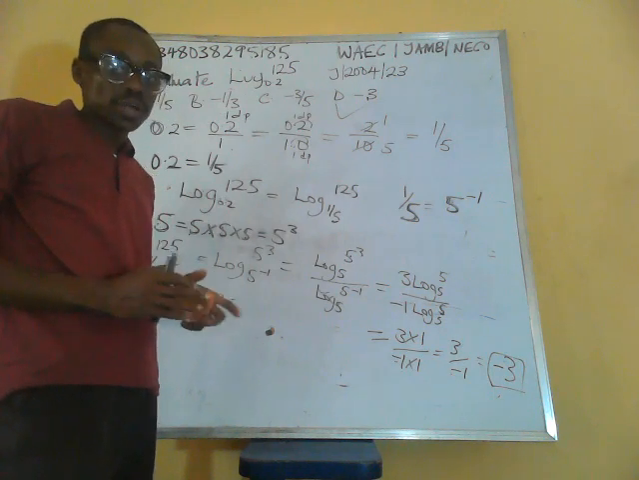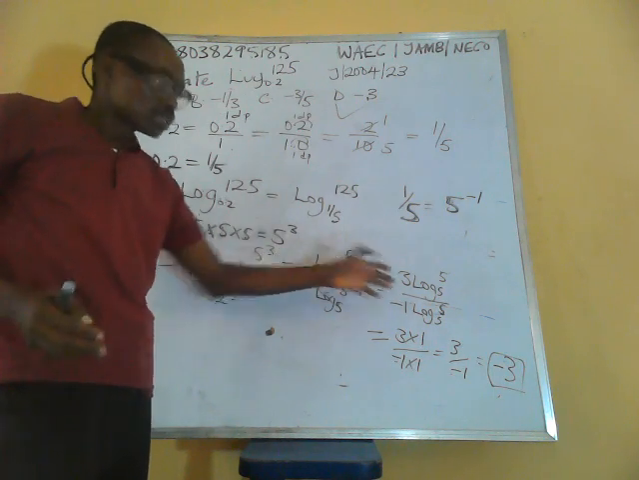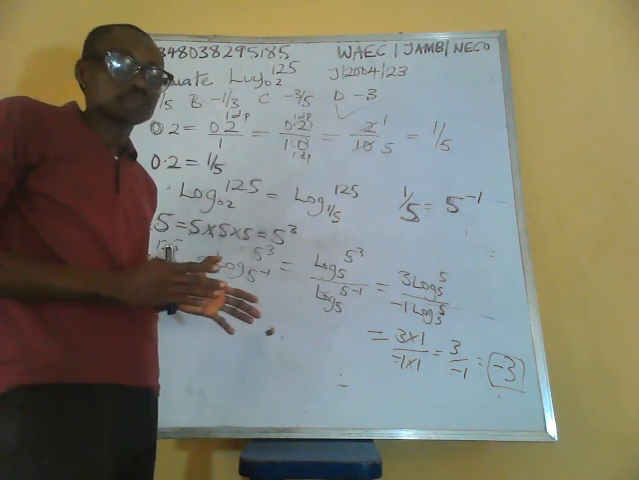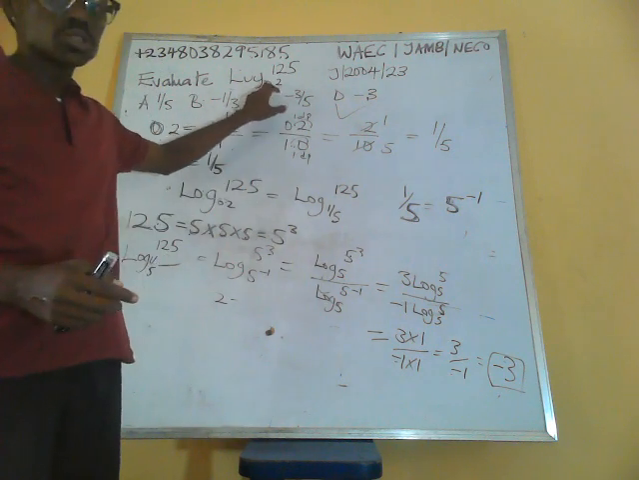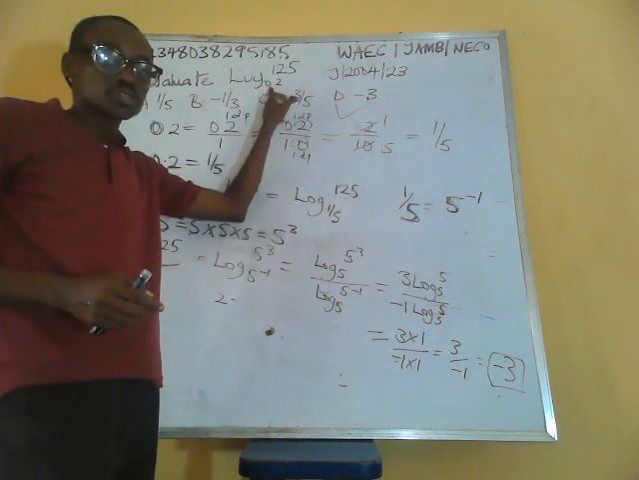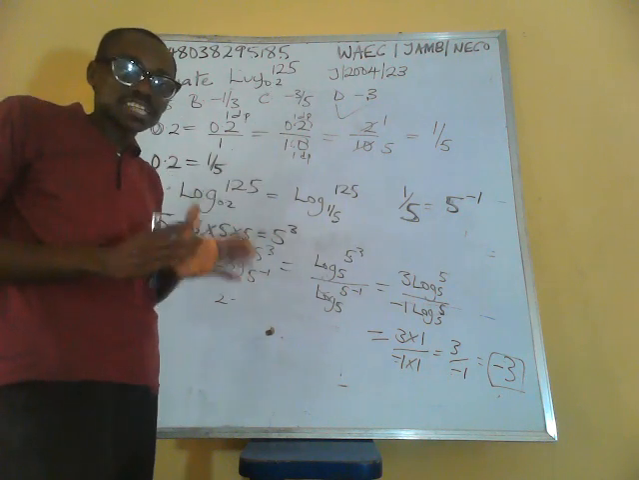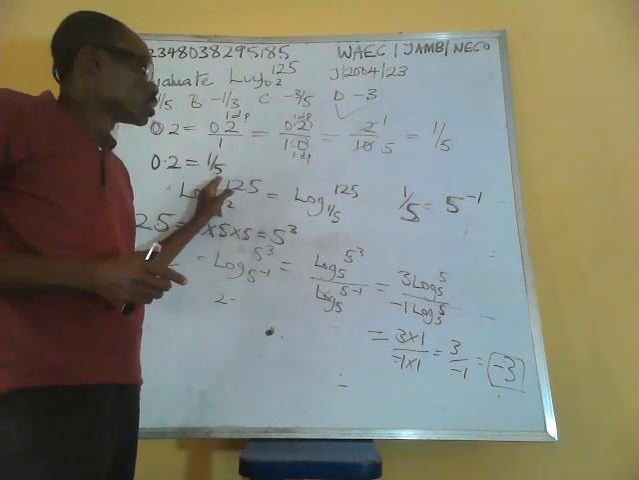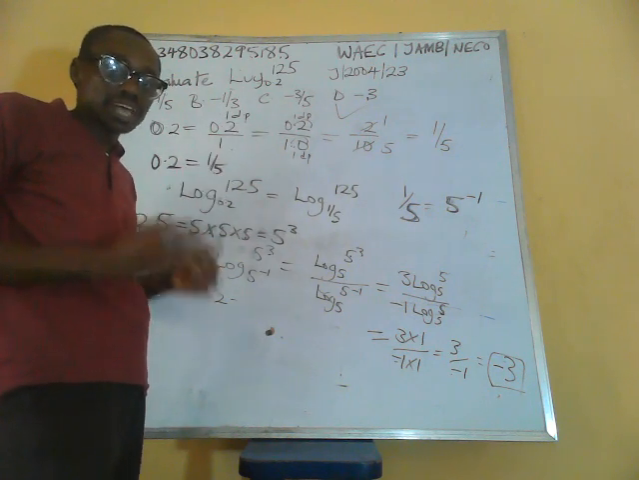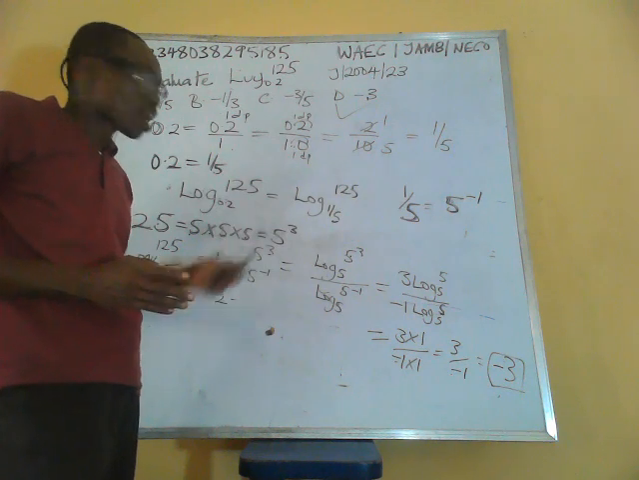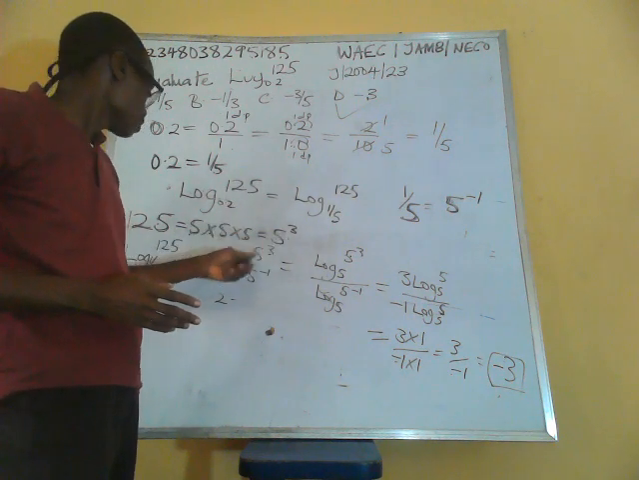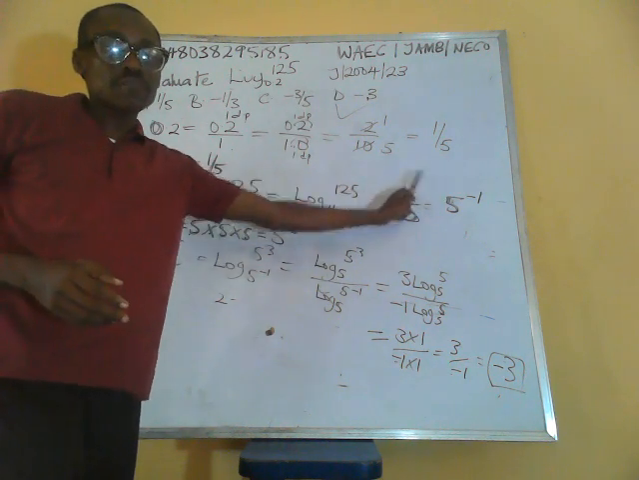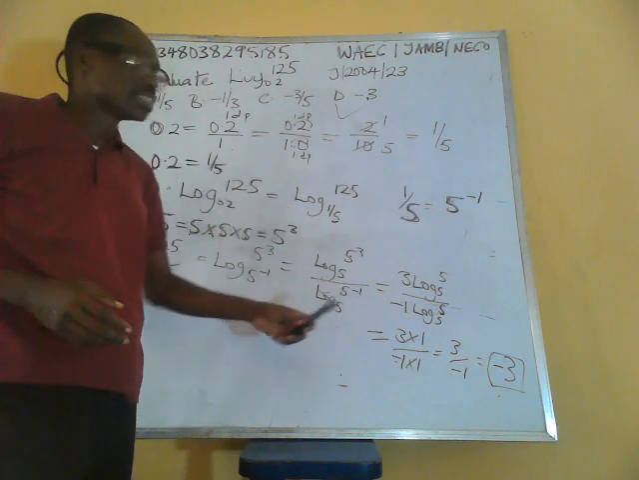D. Okay. So we applied some concepts. Change of base was what we applied to solve this question. First and foremost, we had to convert this 0.2 to a fraction. And then we looked at whether there was any connection between 1 over 5 and 125. And there was a connection. 125 is 5 raised to power 3, while 1 over 5 is 5 raised to power minus 1, based on the reciprocal rule of indices.